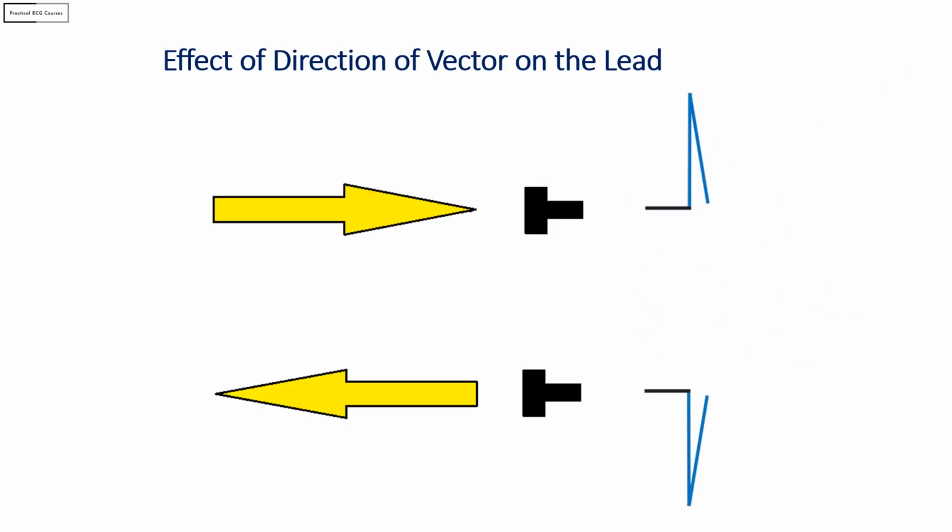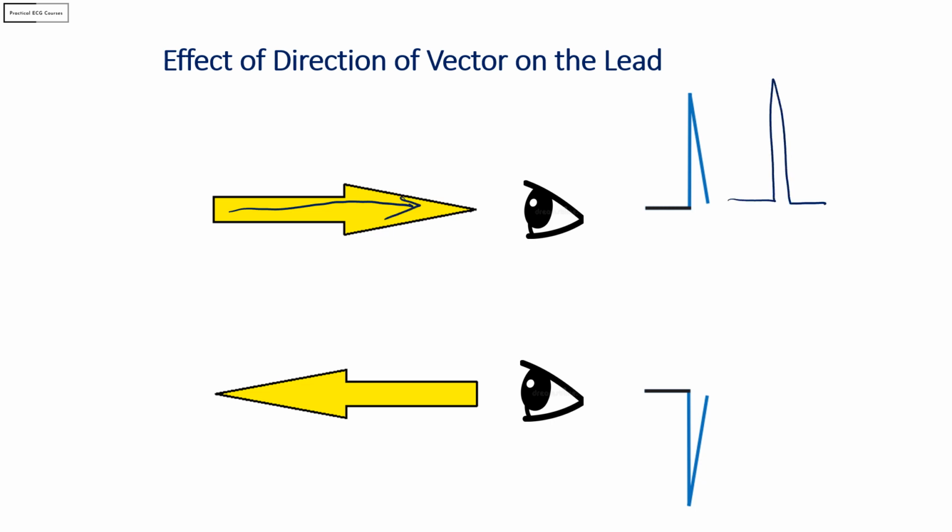This is a simple concept which we have discussed multiple times previously. As you know, the waves of depolarization or the electrical impulses can also be considered to be vectors. So what is the effect of direction of the vector on an ECG lead? Each ECG lead can be considered to be an eye looking at the heart for vectors. If the ECG lead sees the vector as traveling towards it, it documents a positive deflection. If the ECG lead sees the vector as traveling away from it, it documents a negative deflection.